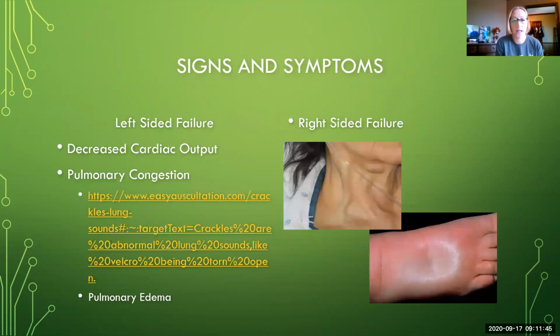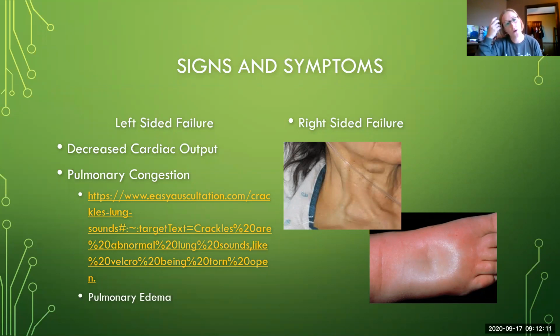So with this, we have our different signs and symptoms that I already mentioned. If you click on that, it makes the sound of crackles. It's just a couple of different links to what those crackles sound like if you haven't heard them before or if it's been a while. Since our left-sided failure is our left ventricle, you're going to have decreased cardiac output. You're going to have a lot of those signs.